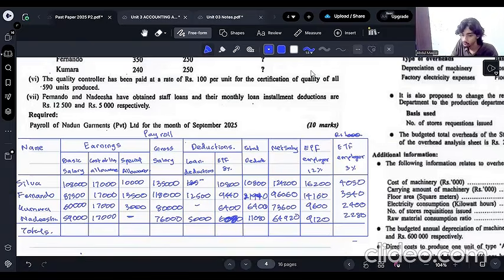That will be 314,500 and 68,000 and 26,500, 409,000, loan deduction 17,500, EPF employee contribution total 32,720, total deductions are 50,220, net salary 358,780, EPF employer 49,080, and ETF expense 12,270. So these are the totals of the payroll sheet.